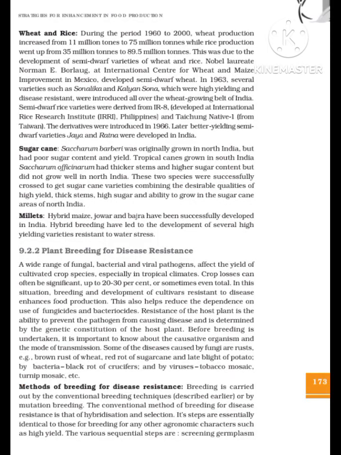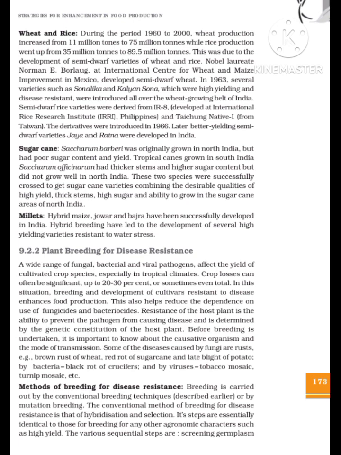Wheat and rice. During the period 1960 to 2000, wheat production increased from 11 million tons to 75 million tons, while rice production went up from 35 million tons to 89.5 million tons. This was due to the development of semi-dwarf varieties of wheat and rice. Nobel laureate Norman E. Borlaug, at the International Center for Wheat and Maize Improvement in Mexico, developed semi-dwarf wheat.